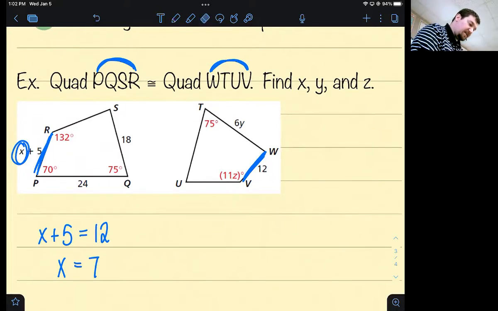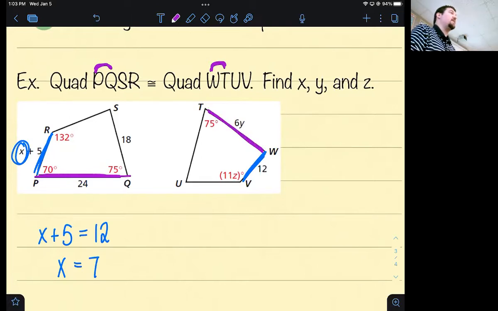So if I know that it's on segment TW, which is here, I know TW has to correspond to PQ on the other shape because they're listed in the same order. So PQ is right here. So this line and this line correspond, and that makes them the same exact measure. So 6Y has to be equal to 24. What's that make Y equal to, Jace? Y equals 4.